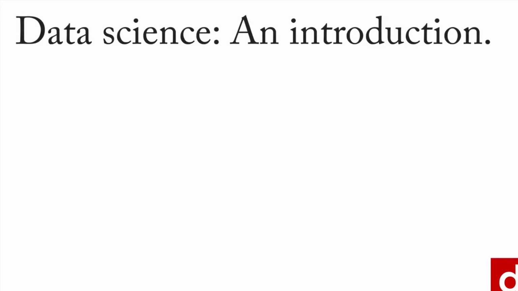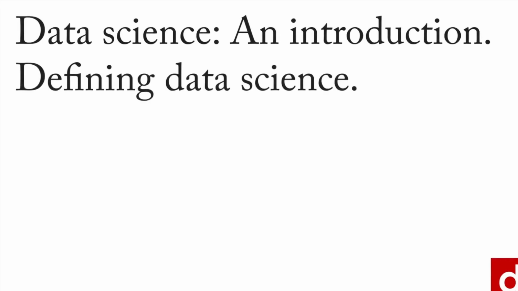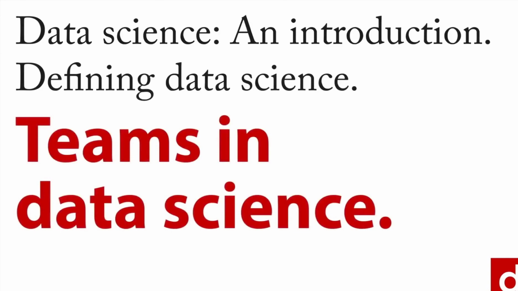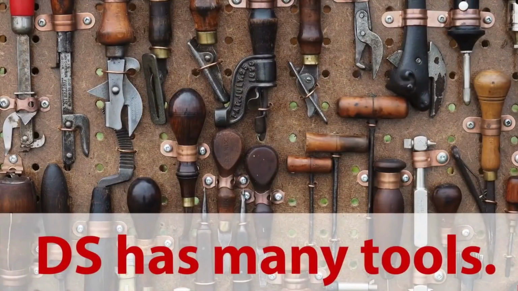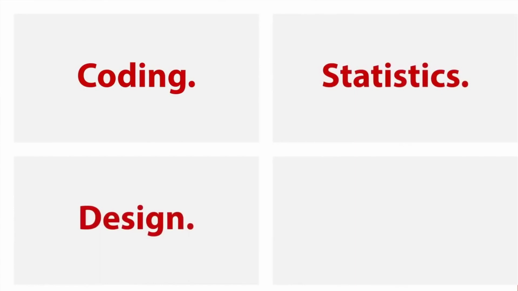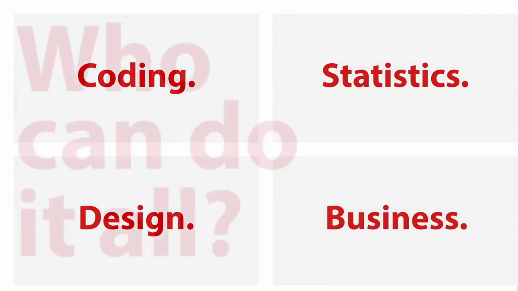The last thing I want to say in data science and introduction, where I'm trying to define data science, is to talk about teams in data science. The idea here is that data science has many different tools, and different people are going to be experts in each one of them. Now, you have, for instance, coding, and you have statistics. Also, you have fields like design or business and management that are involved. And the question, of course, is who can do all of it? Who's able to do all of these things at the level that we need?